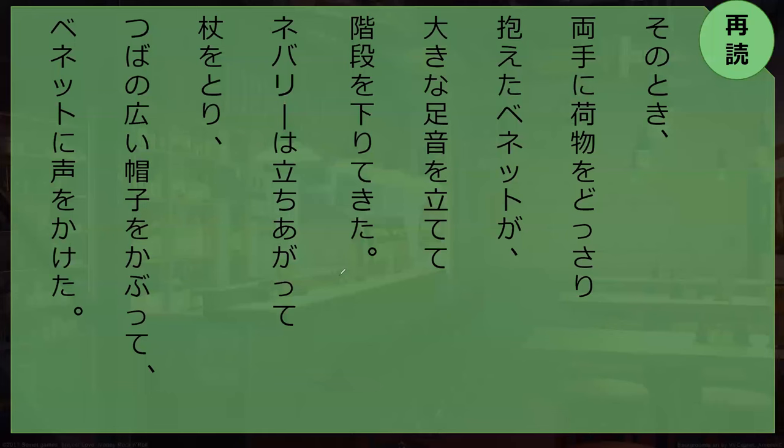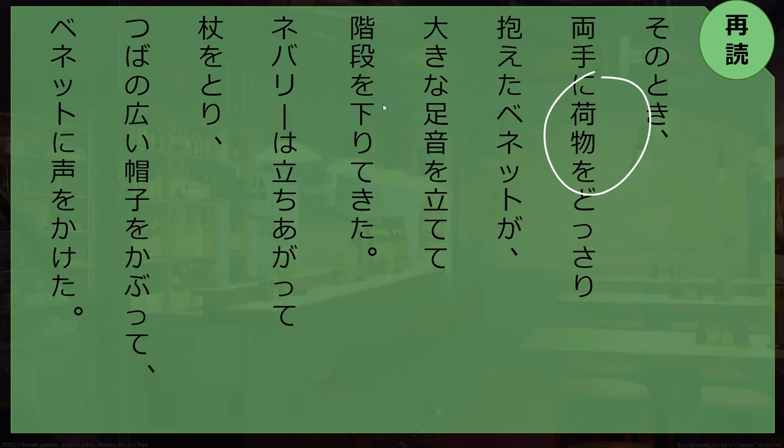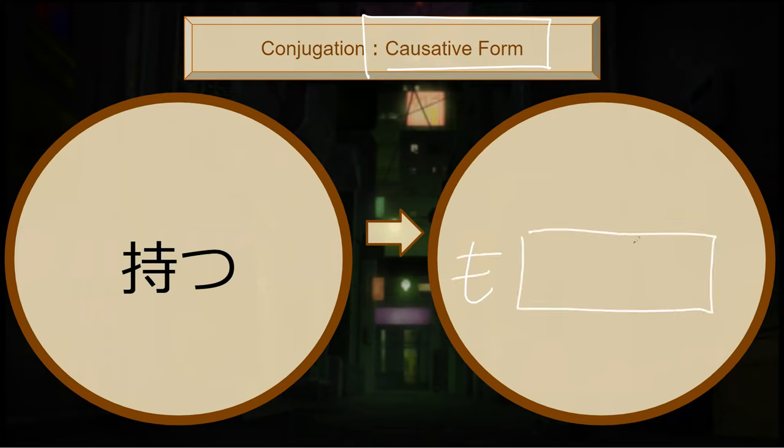Kanji check. Remember how to read this word? Nimotsu. Perfect. Do you recognize how this kanji is read? This verb? Motsu. Do you know how to put motsu into causative form? Motsareru.